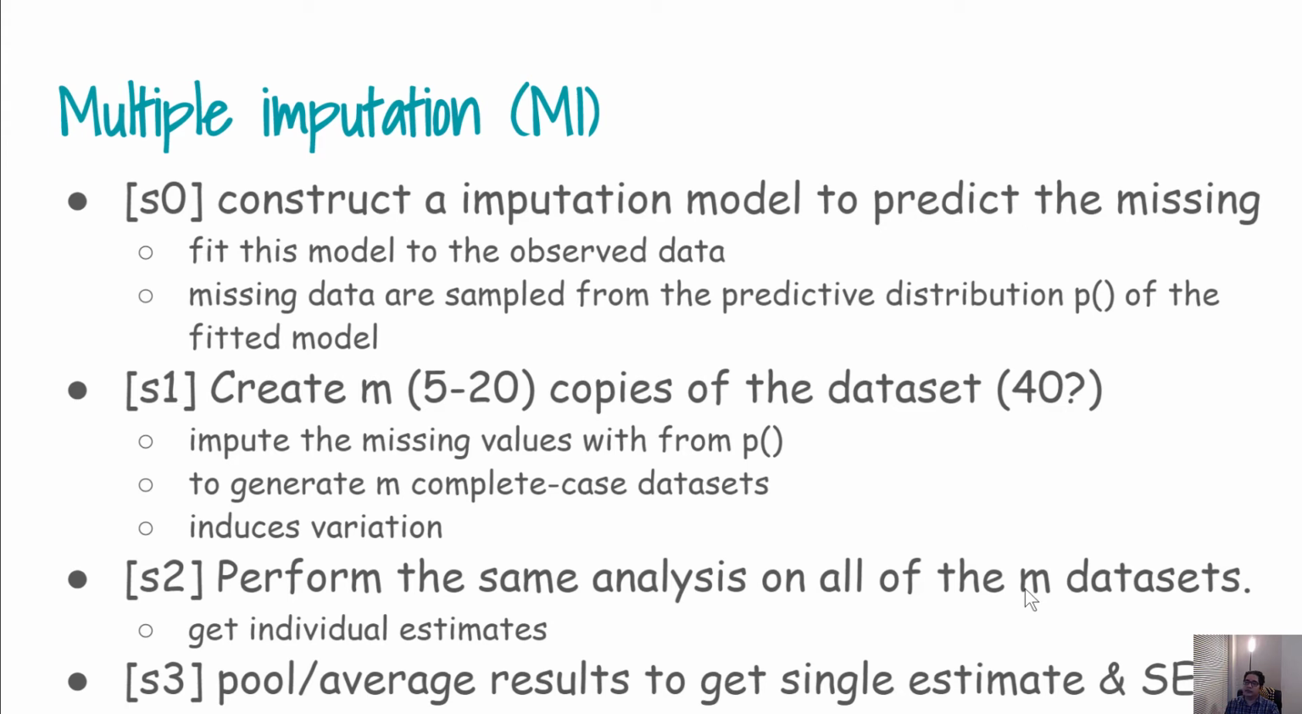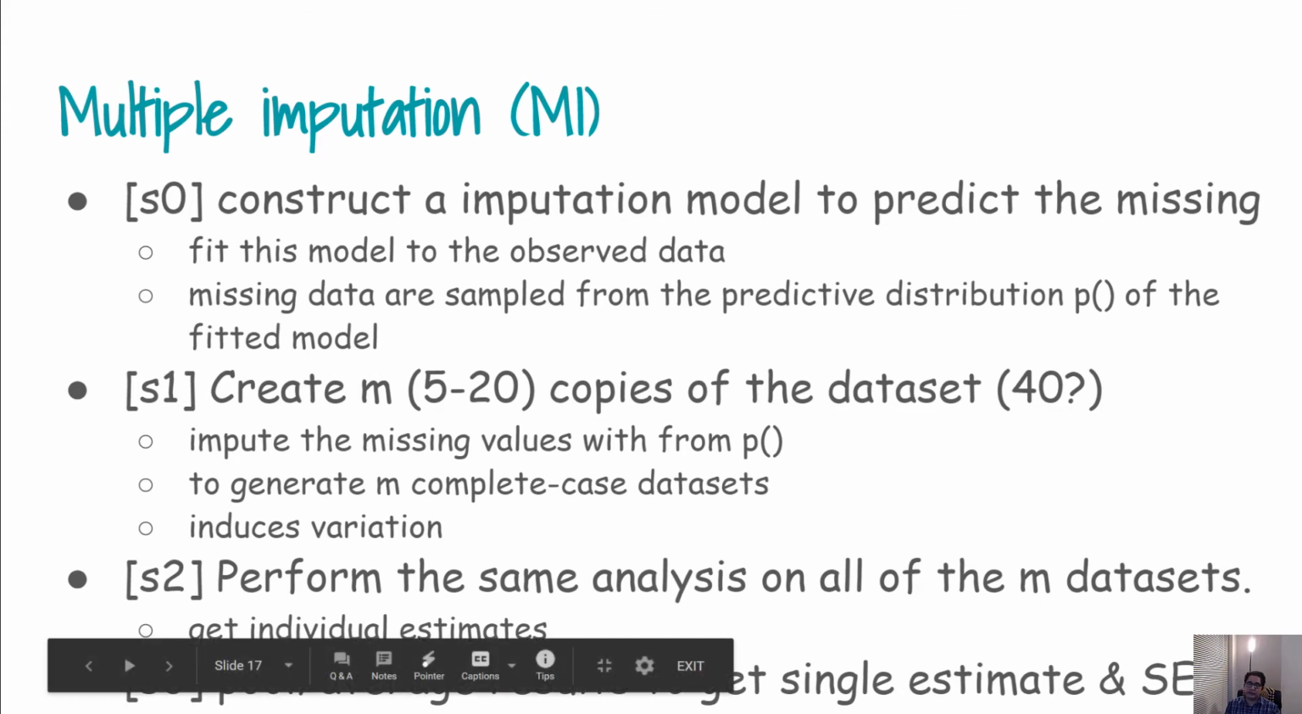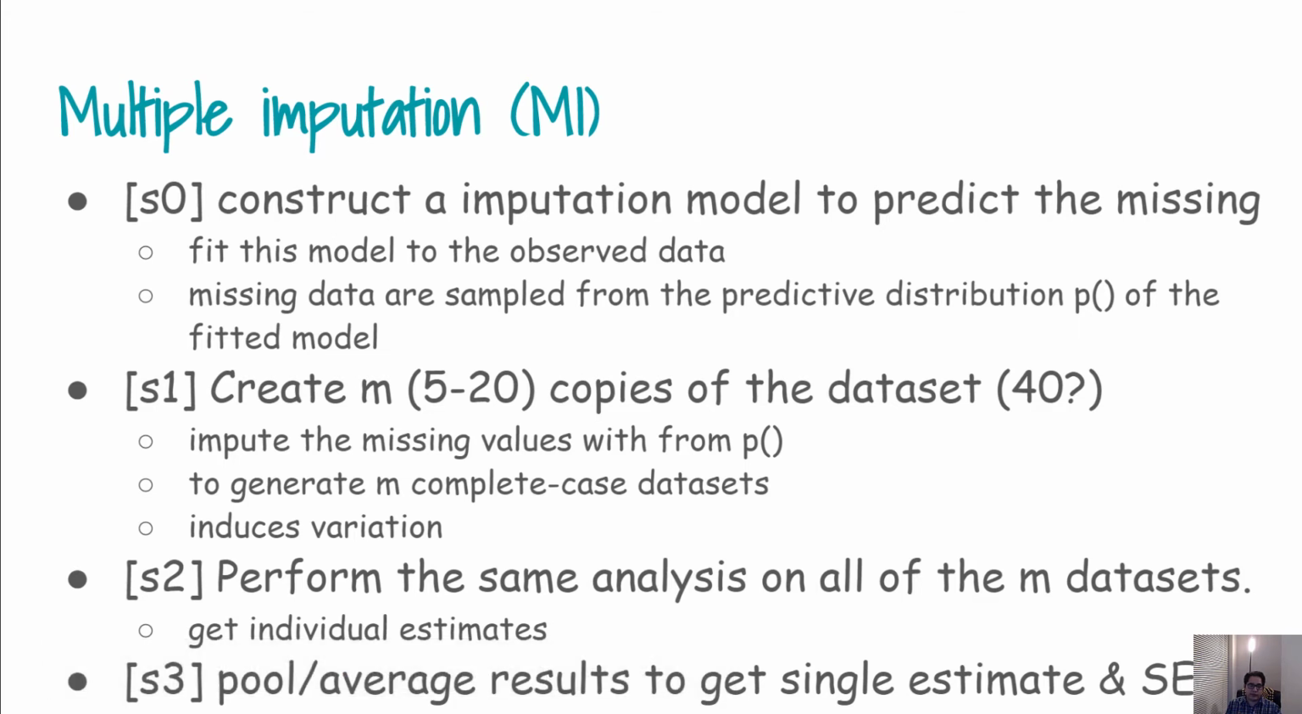And then using Rubin's rule, say for averaging out these values, Rubin's rules are used to combine the values and calculate the standard error using certain formulas.